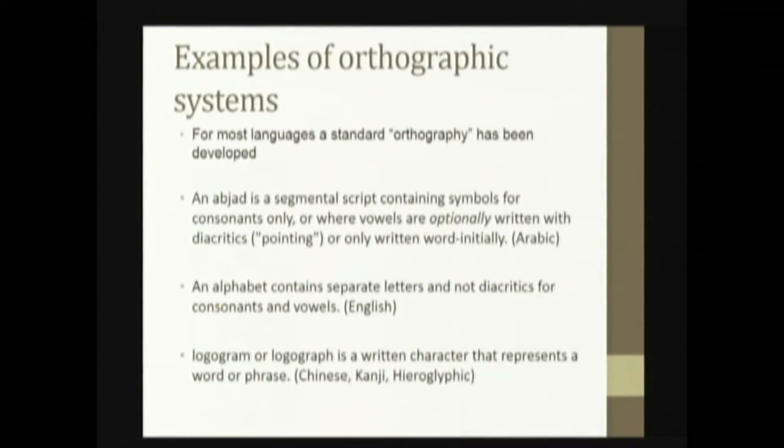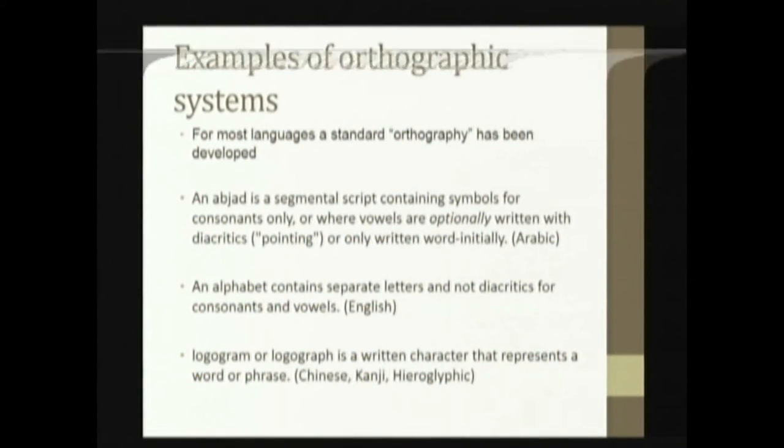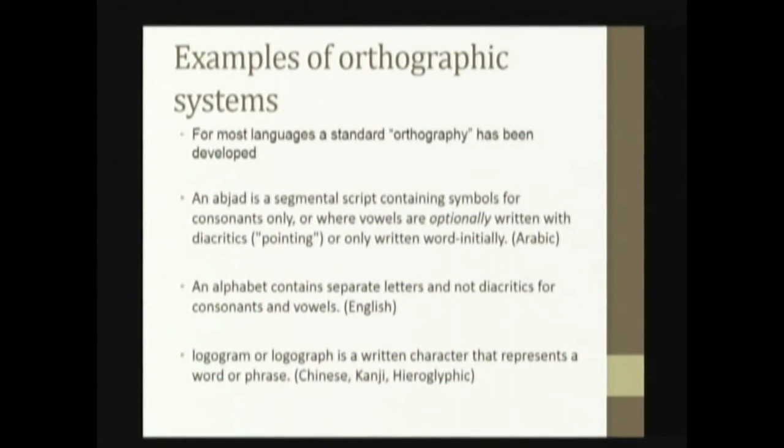For most languages now, there is a standard orthography, which is the way the language is written. In Arabic, our orthography is considered an abjad, and it contains consonant symbols. The vowels are typically not written except in a few circumstances, and you usually use tashkil or diacritics to know how to pronounce the letter with a vowel. Whereas English is different and does not use diacritics, but it does have letters and vowels. So if you take out the vowels from the letters, it will look strange and difficult to read.